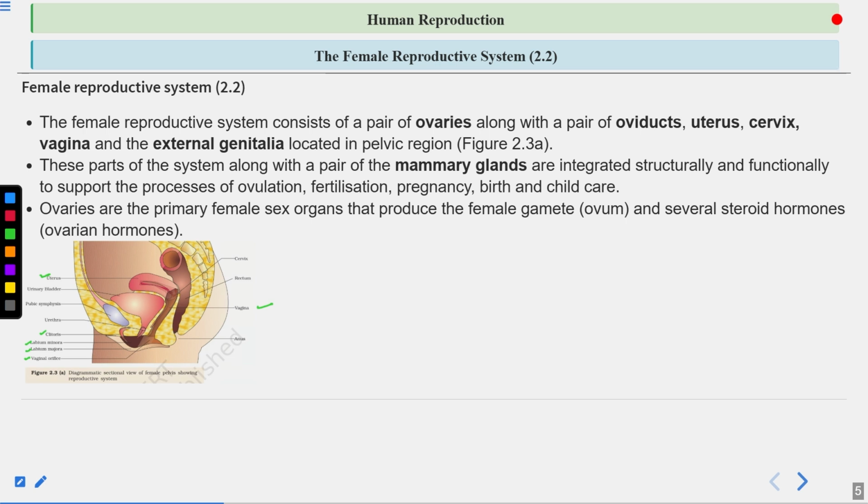We'll talk about all of these parts and understand all of them. Then you can see here the urinary bladder, which is a part of the excretory system. Then you can see here the cervix. This is also part of the female reproductive system. And the rectum and anus are part of the digestive system. So the female reproductive system is located in the pelvis region.